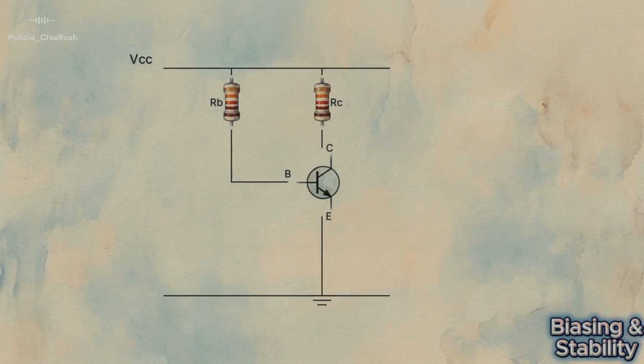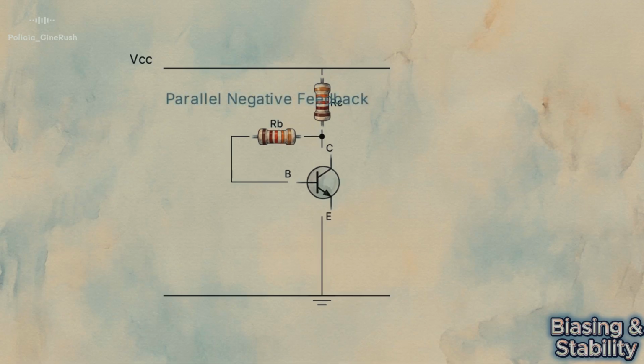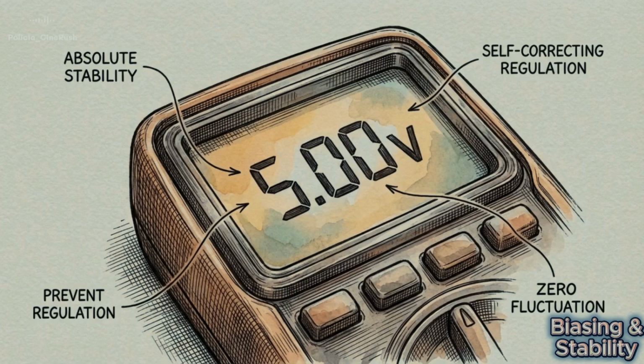Engineers introduced a topological leap, the collector feedback configuration. The base resistor disconnects from the supply rail and reconnects directly to the collector. This creates parallel negative feedback. A collector current spike drops the collector voltage, starving the base and pulling current back down. By shifting a single connection, engineers introduced self-correction, turning a blindly rigid circuit into a reactive, stable system.